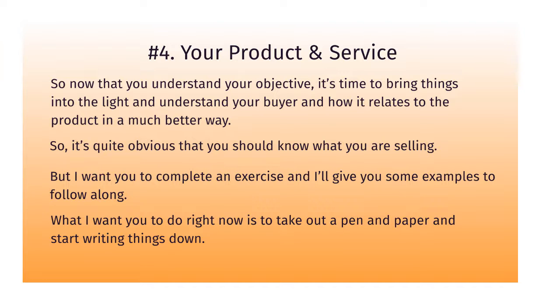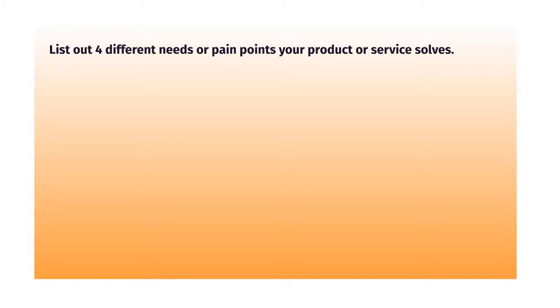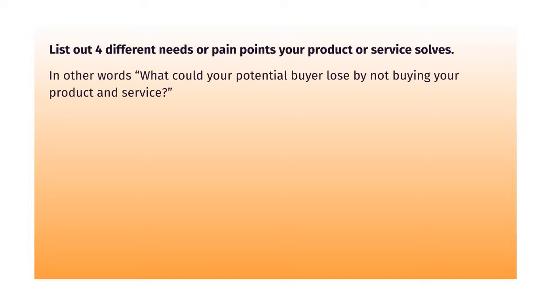So what I want you to do right now is to take out a pen and paper and start writing things down. If you don't like pen and paper, you can also pull out your iPhone or your smartphone as well. Now, ideally, it'd be better if you sit down with a prospect and do this. And if you can't, try to get them on the phone and even pay them money. Say, hey, I'll pay you X amount of money just to sit down and talk with you. And list out 4 different needs or pain points that your product and service solves. In other words, what could your potential buyer lose by not buying your product and service?